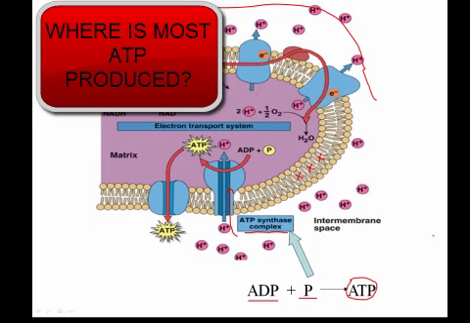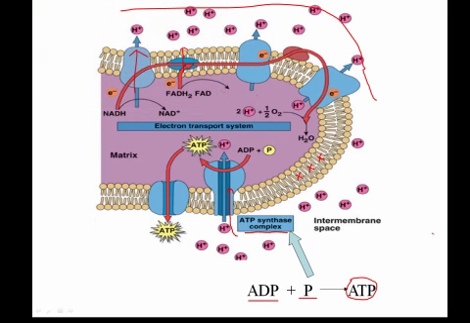Those protons are pumped into the intermembrane space, then they diffuse back through the ATP synthase complex to get back inside the matrix, and these protons along with the electrons are then added to oxygen to form water.